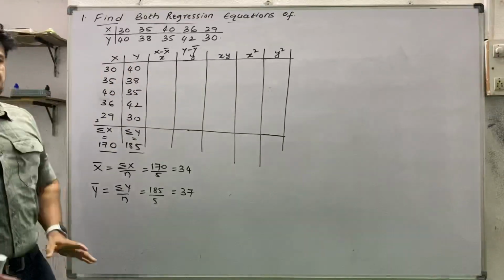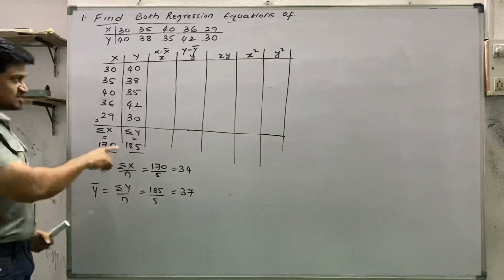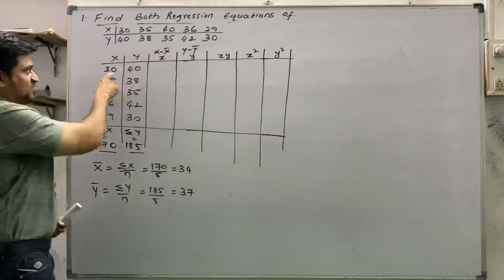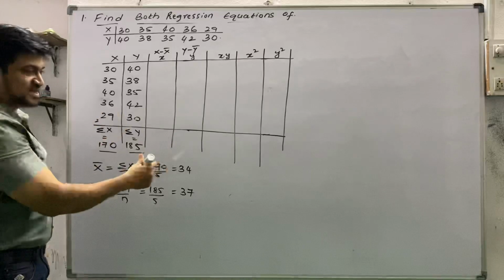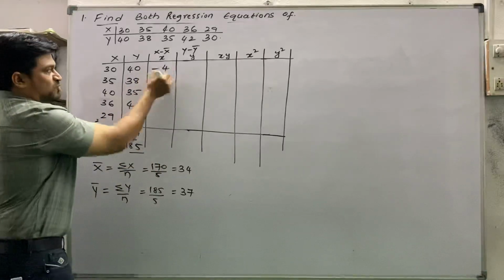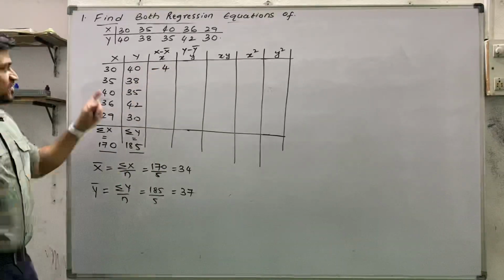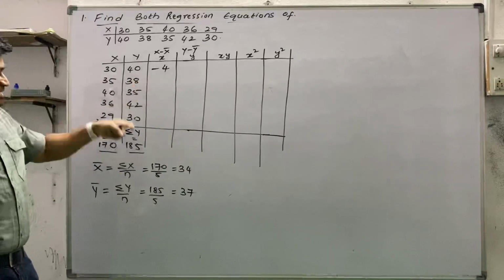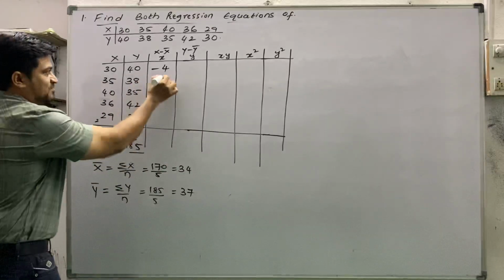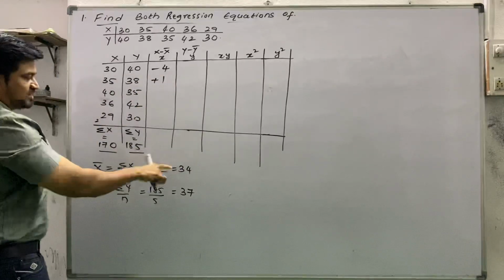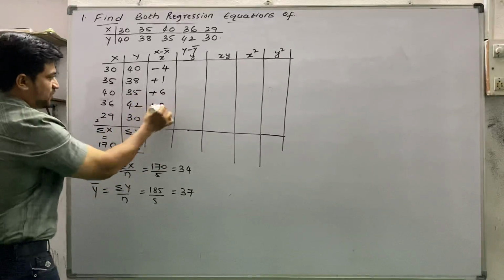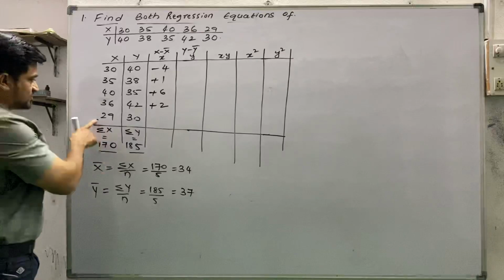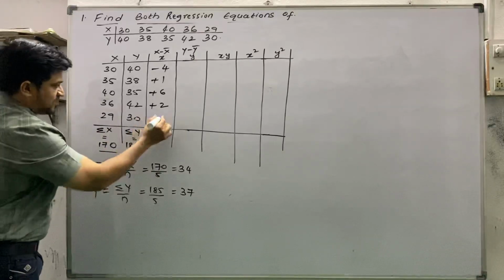Once we have the extra columns, now what you have to do is x minus x bar. Whatever value of x is there, 30, x bar is 34. If you are subtracting them, you have a provision of using a calculator, so use calculator to subtract them. Then 35 minus 34, this is 1, better to write plus value. 40 minus 34, 6, 36 minus 34, 2, 29 minus 34, minus 5.